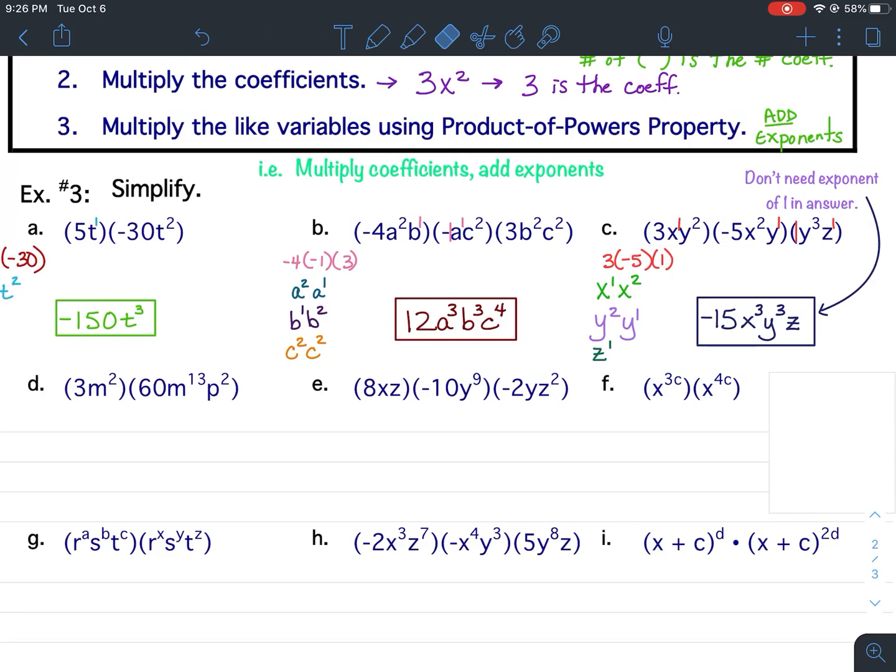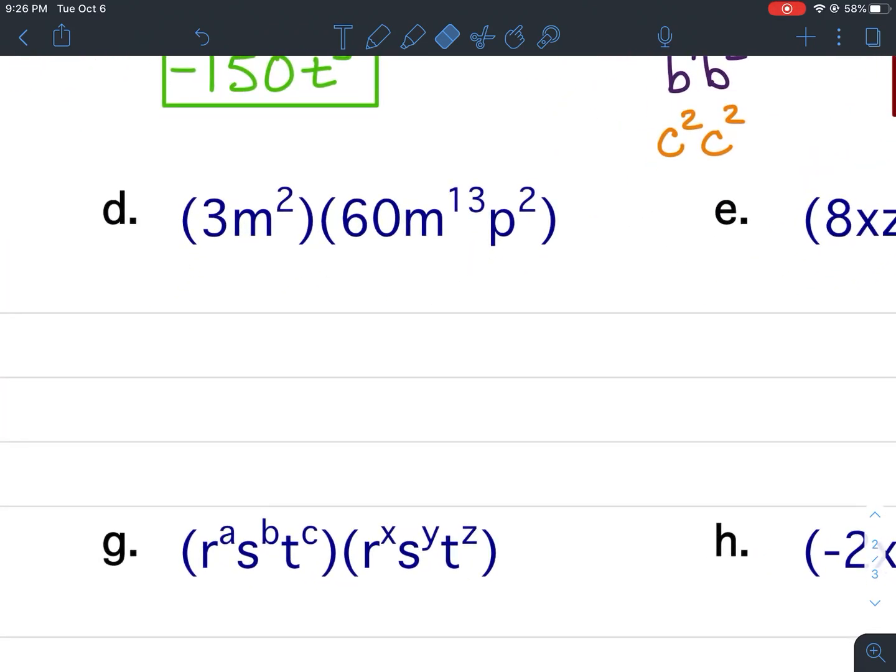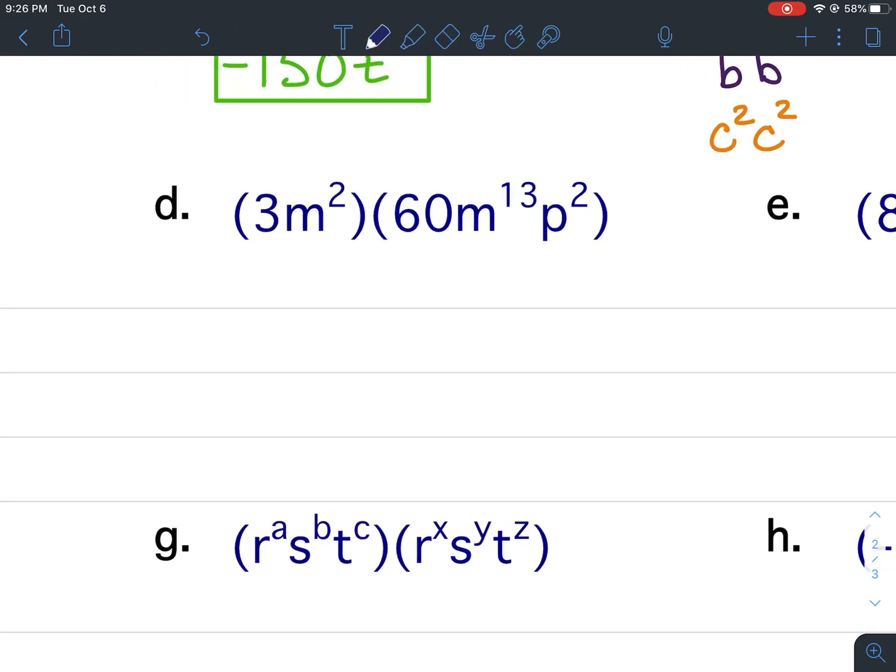For D, do I need to put any ones? No, everything is good to go. So I'm going to start with my coefficients. I have a coefficient of 3 and a coefficient of 60. I've got 2 variable terms. I've got m and p going in alphabetic order. The m's would be first. So I have m squared and m to the 13th. And then I only have one p term, and that is p squared.